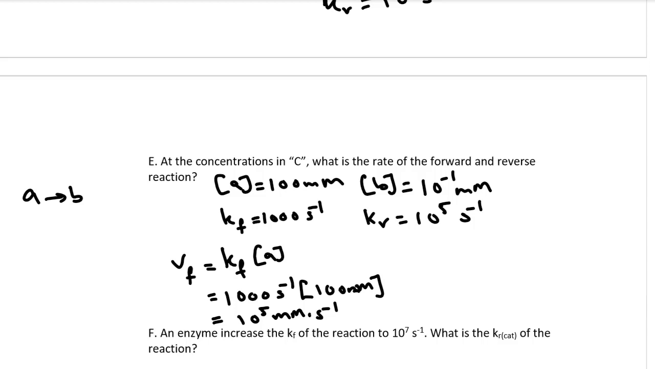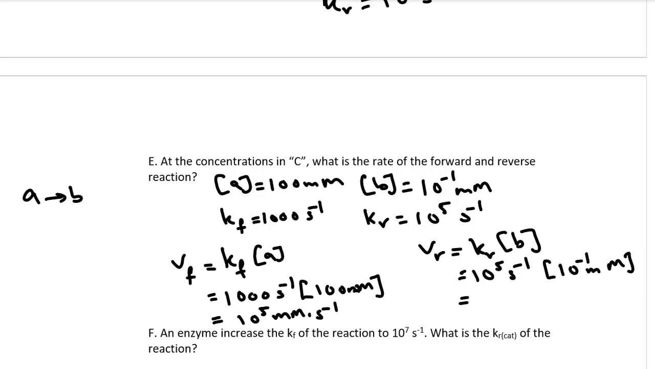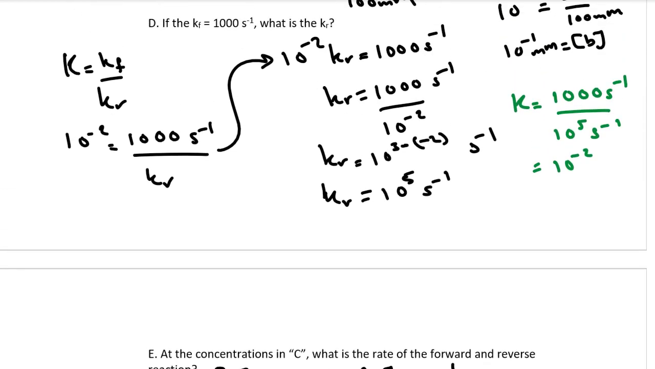All right. The reverse would be Kr times the concentration of product. Let's just plug in our numbers in here. We have Kr equals 10 to the 5 per second. And our concentration of B is 10 to the minus 1 millimolarity. And this will give me 10 to the 4 millimolarity per second.